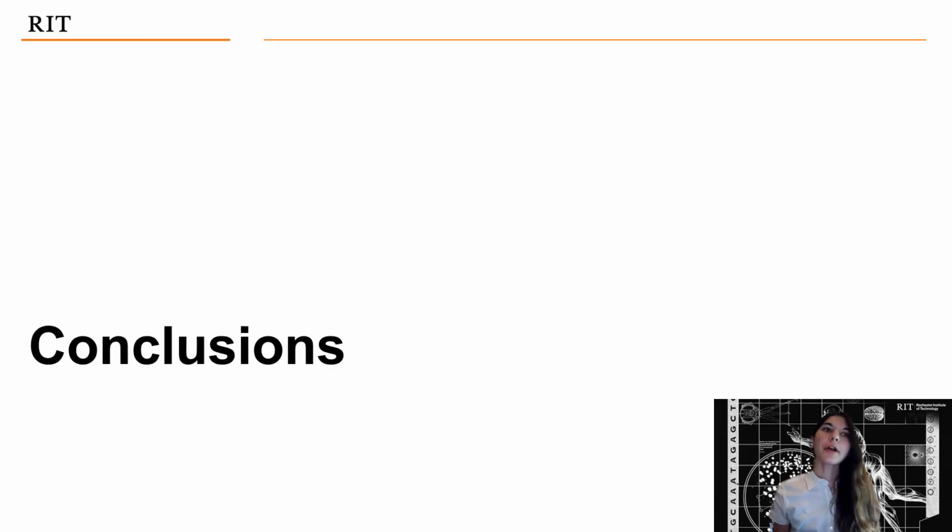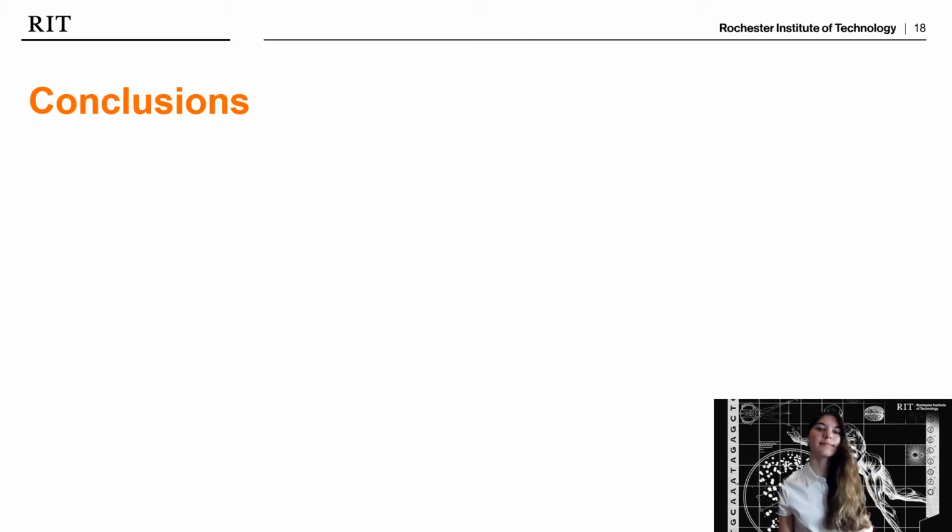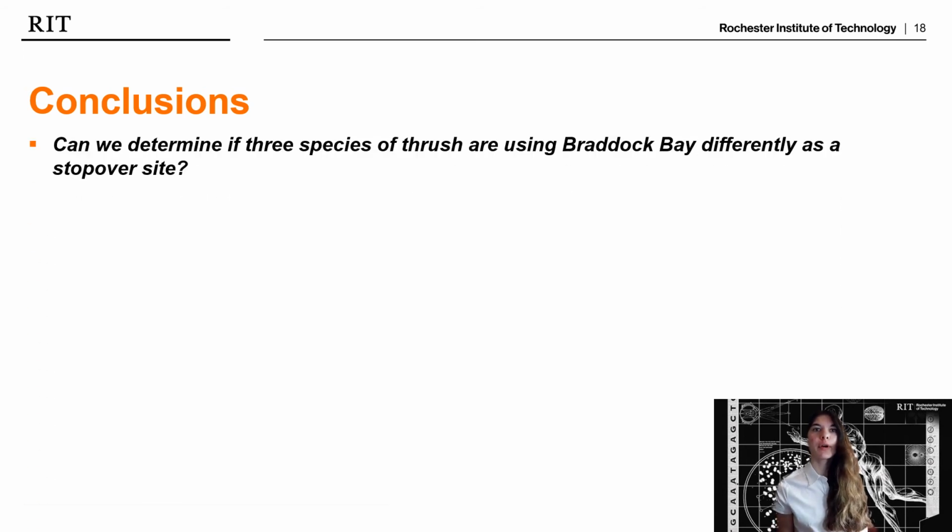So, how did our results help us answer our questions at the beginning of this project? What can we conclude? As you'll remember from this presentation's introduction, our project really had two main research questions. First, we were interested to see if we could determine if there are species differences in how Braddock Bay is used as a stopover site.